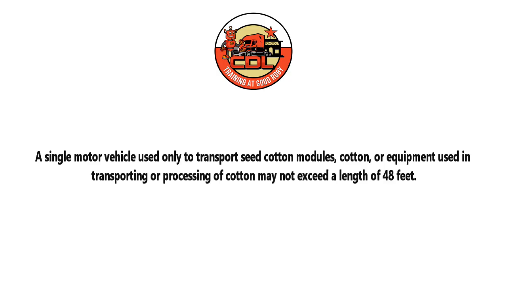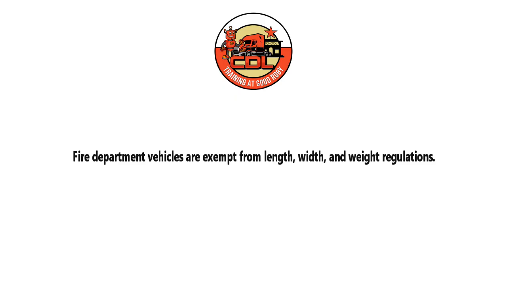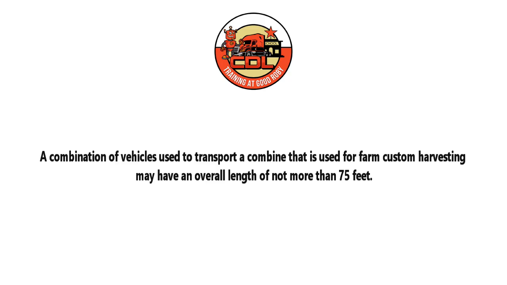A single motor vehicle used only to transport seed cotton modules, cotton, or equipment used in transporting or processing of cotton may not exceed a length of 48 feet. Fire department vehicles are exempt from length, width, and weight regulations. A combination of vehicles used to transport a combine that is used for farm custom harvesting may have an overall length of not more than 75 feet.